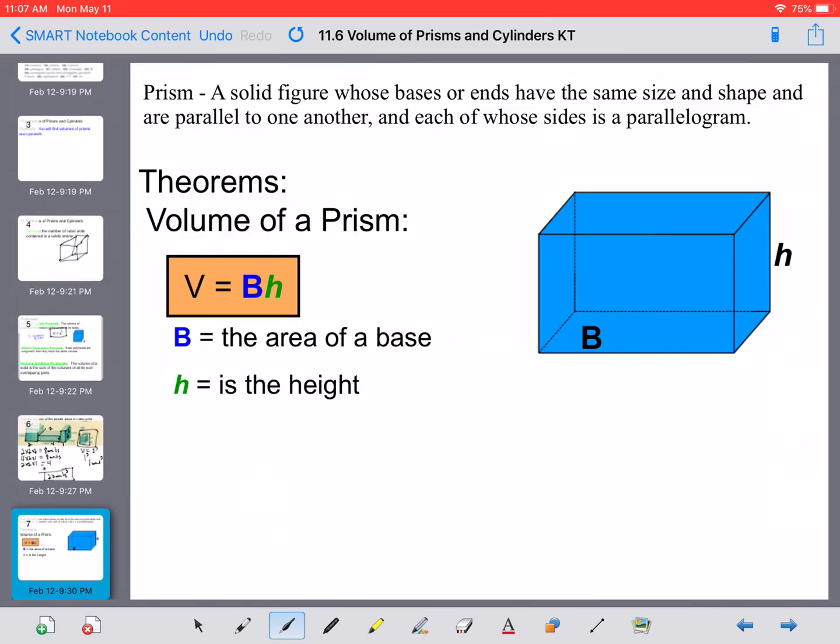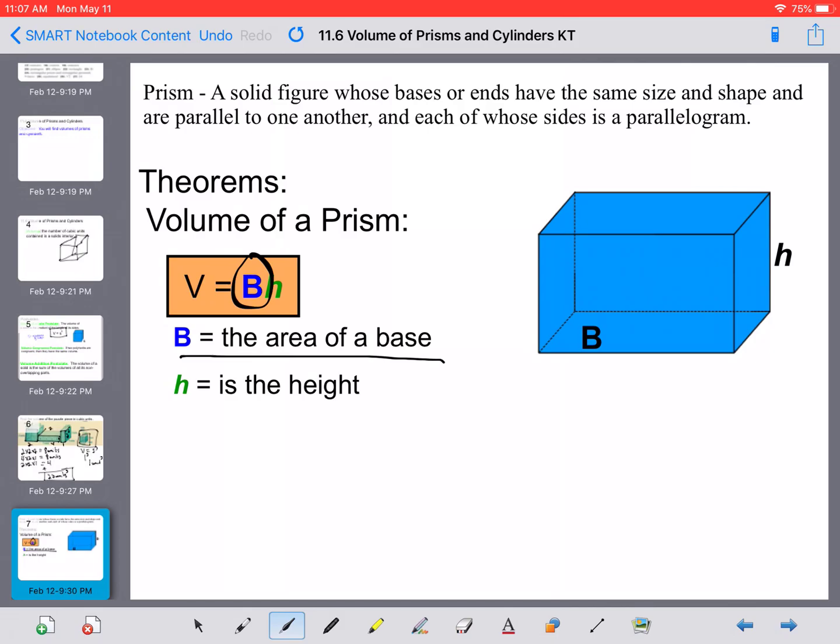If we're looking at just prisms, a prism is a solid figure whose bases, or ends, have the same size and shape and are parallel to one another, and each of the sides is a parallelogram. So here's the theorem: the volume of a prism is volume equals big B times H. Now this big B is important. Big B means the area of the base.